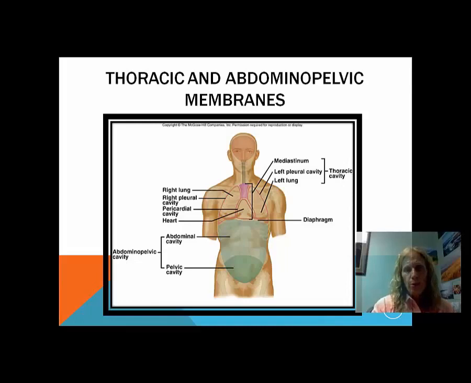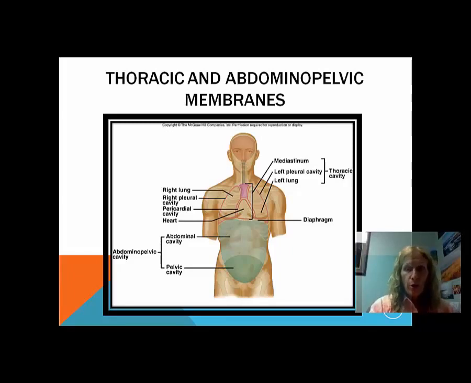I want to talk a little bit about the membranes. Our body has two different types of membrane systems, and this membrane system is called the serous membrane system. The serous membrane system consists of two membranes, and between the two membranes will be a fluid called serous fluid that will lubricate the membrane so it prevents friction. These serous membranes line body cavities that do not open to the outside.